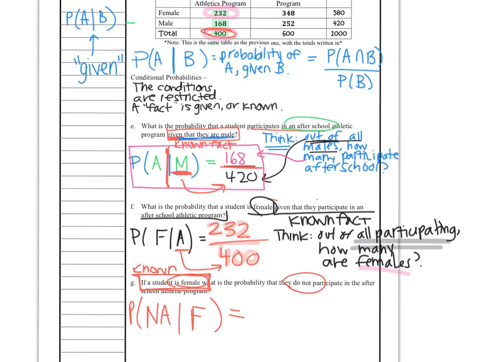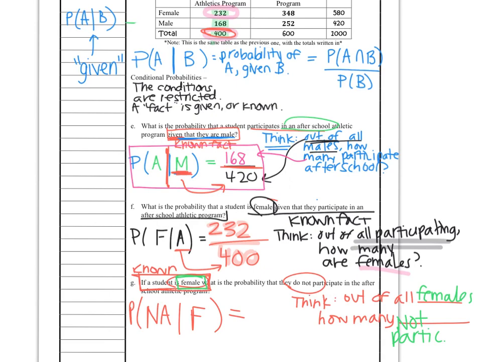Okay, so I'm going to write my think question real quick. I like writing these think questions, or at least thinking about the think questions, because it helps me to find exactly where I want to be in the table. So I want to be thinking about out of all, and then I have to fill in the blank. How many? Blank. So we're talking out of all females, because that's what's given. How many do not participate?